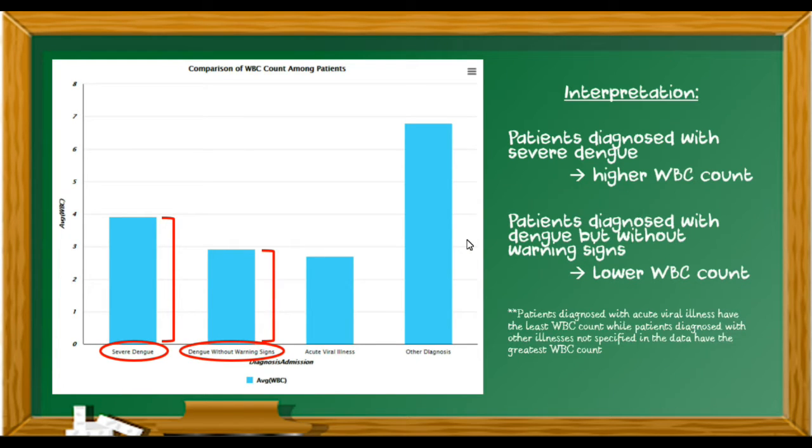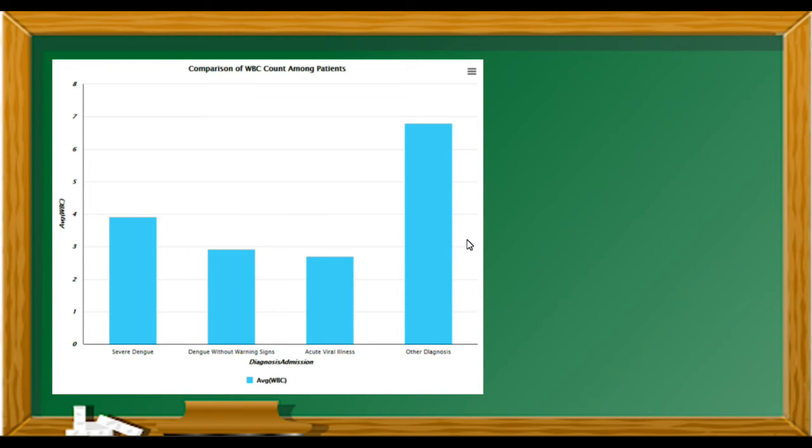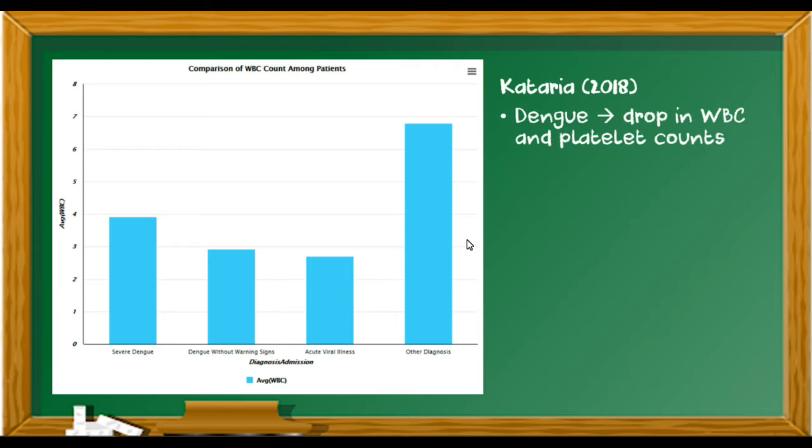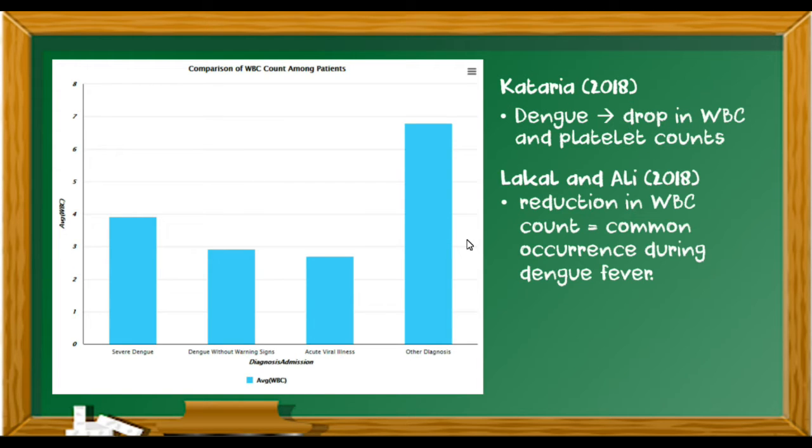Other data includes patients diagnosed with acute viral illness who have the least WBC count, while patients diagnosed with other illnesses, not specified in the data, have the greatest WBC count. According to Qatariyya 2018, dengue can result in a drop in WBC and platelet counts. In addition, a study by Lacal and Ali 2018 also cited previous studies showing the reduction in WBC count as a common occurrence during dengue fever.